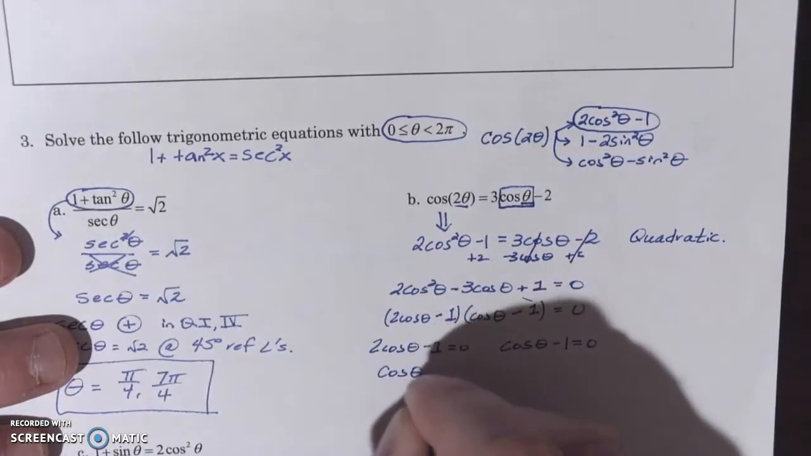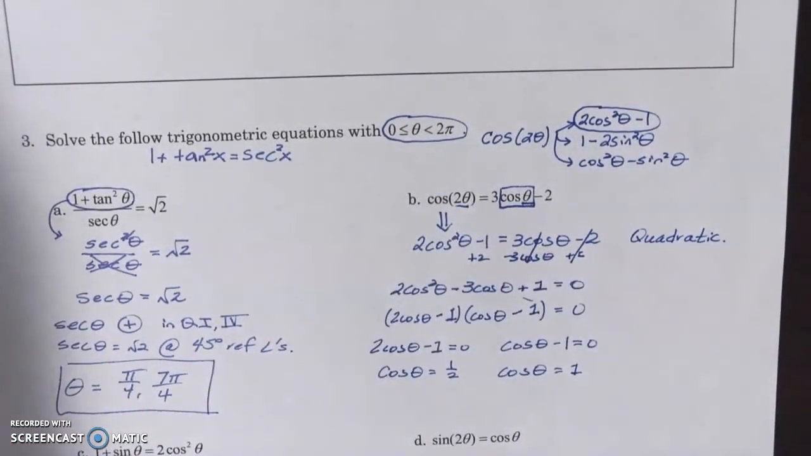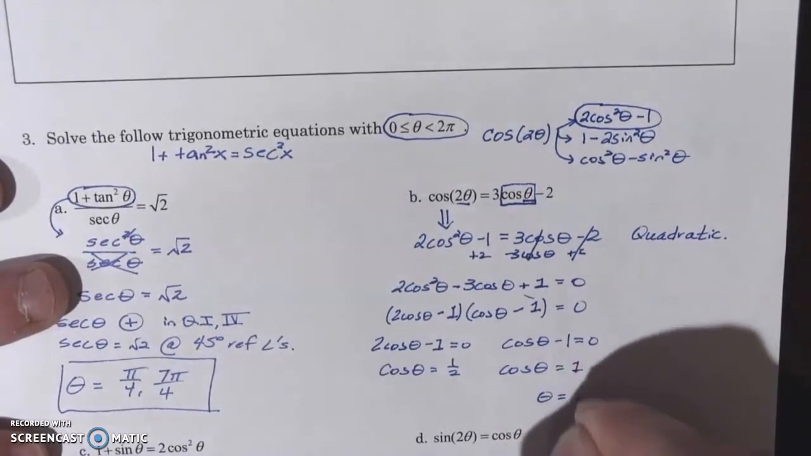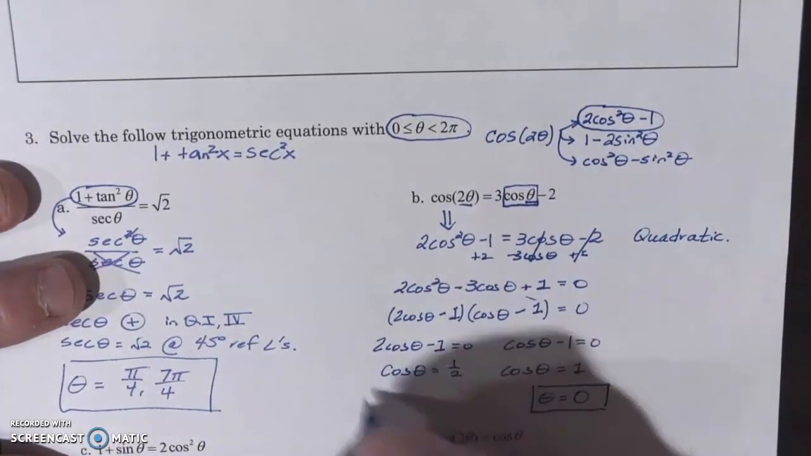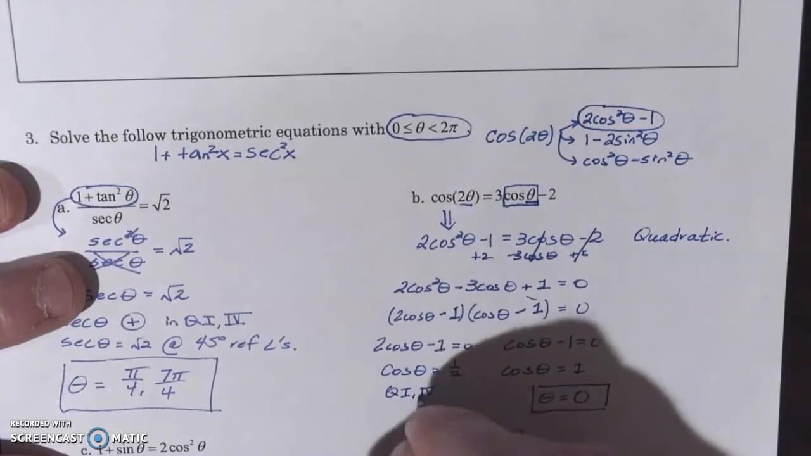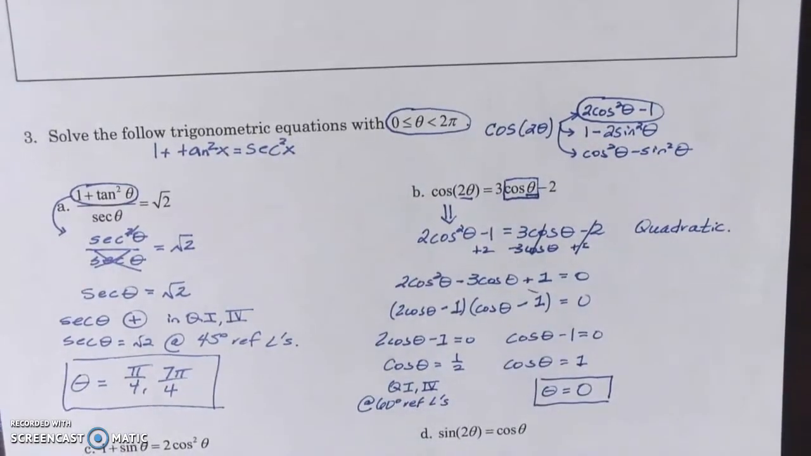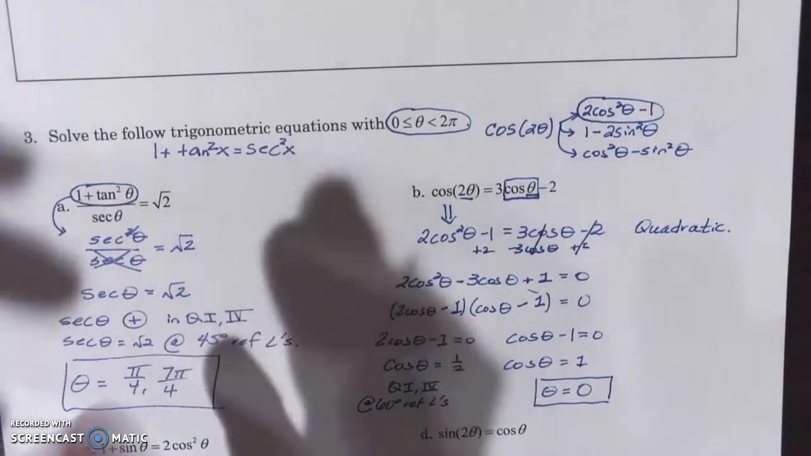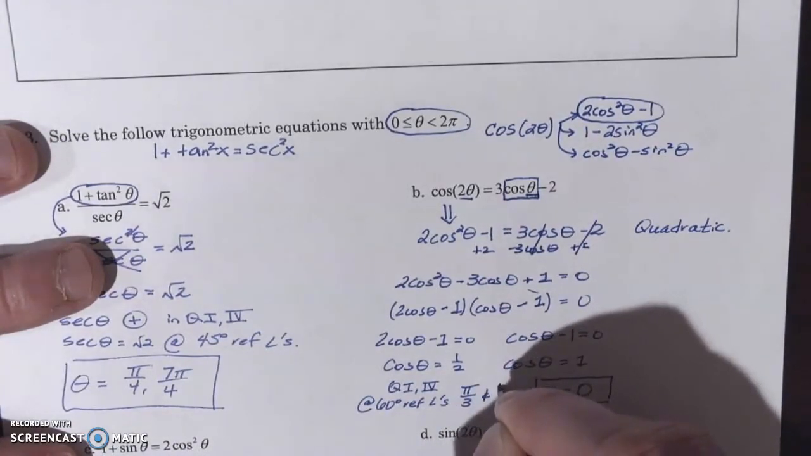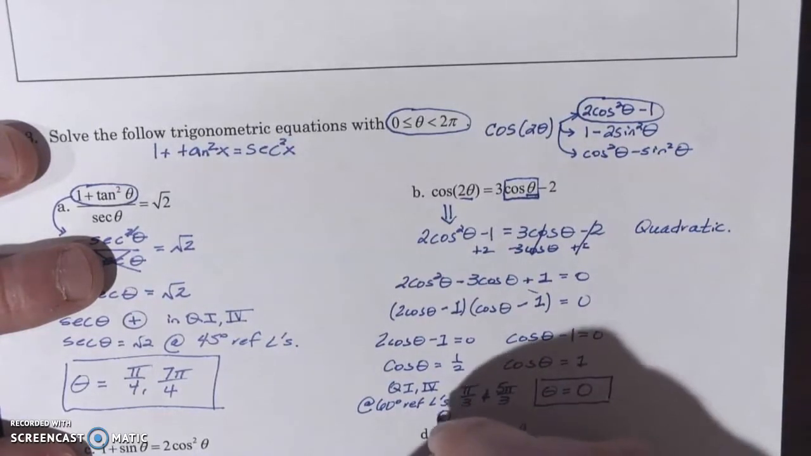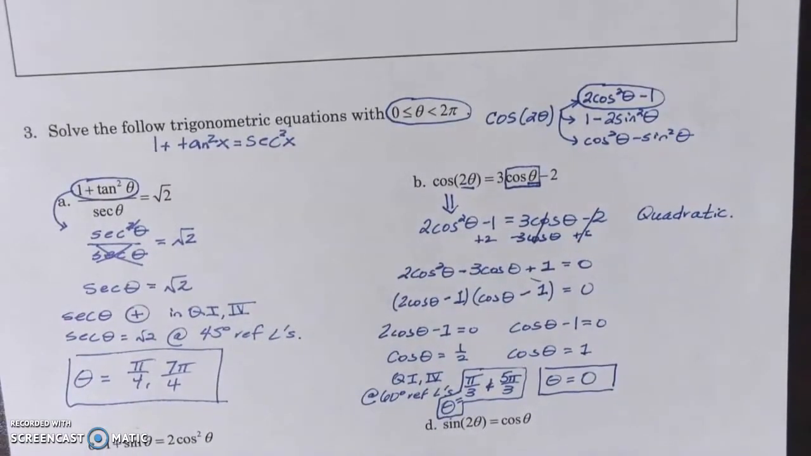We get cosine theta equals 1/2. We get cosine theta equals 1. And we're looking from 0 to 2 pi. Okay, cosine is 1 at 0. Cosine is 1/2. We're looking for positive cosine values. We're looking in quadrants 1 and 4. Cosine is 1/2 at 60-degree reference angles. In radians, in quadrants 1 and 4, the angles with 60-degree reference angles would be pi over 3 and 5 pi over 3. Theta equals those 3 angles.